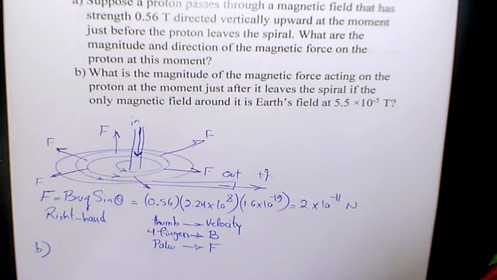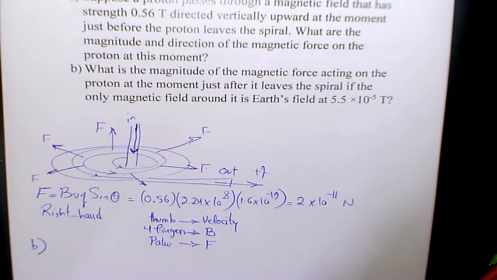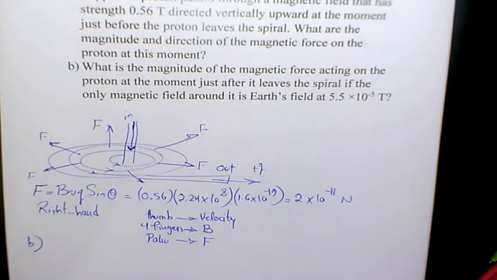Part B says, what is the magnitude of the magnetic force acting on the proton at the moment just after it leaves the spiral if the only magnetic field around it is Earth's field at 5.5 times 10 to the power of negative 5?